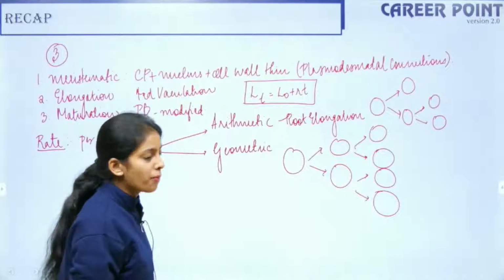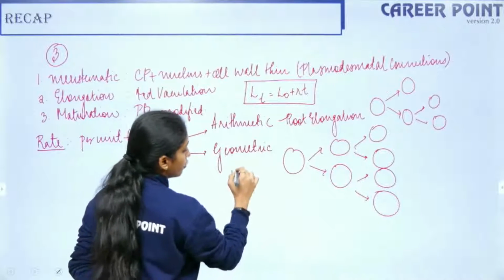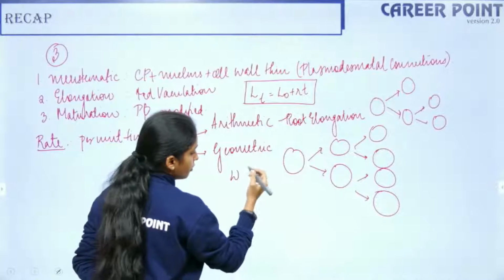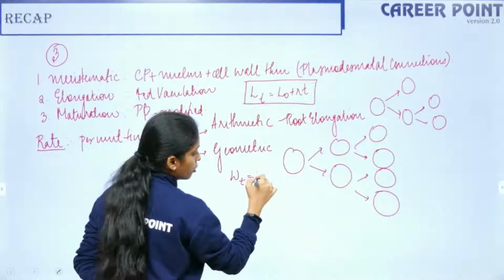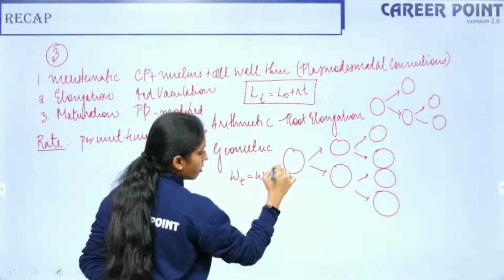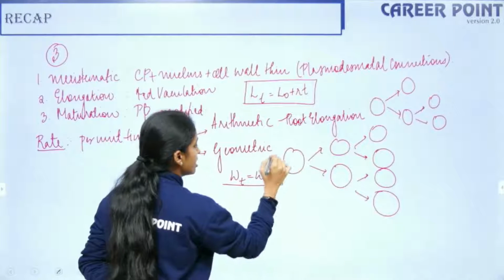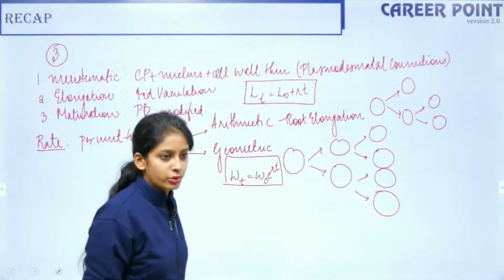So, this is your geometric growth rate. Here the formula is W_t equals W_0 e^(rt). So this is in terms of your geometric growth rate.